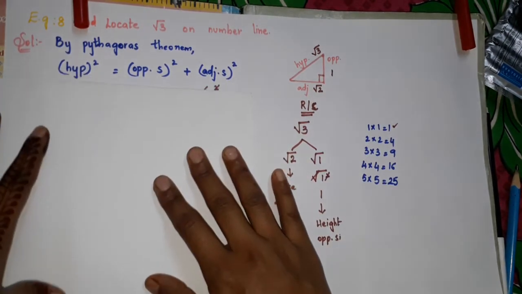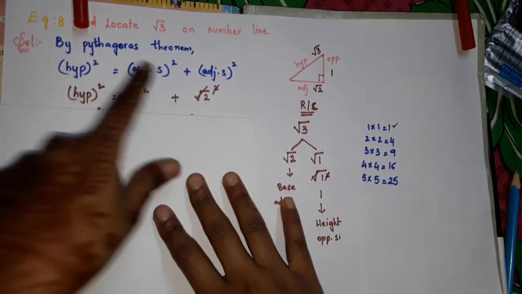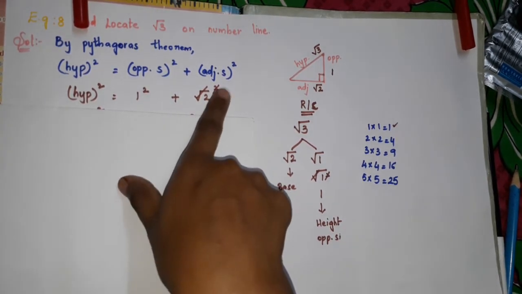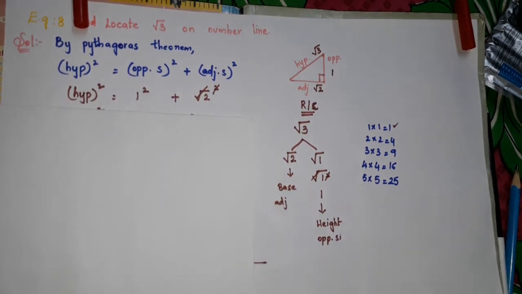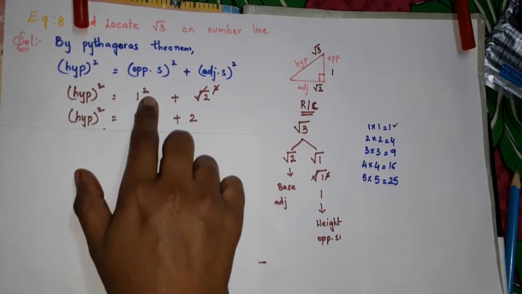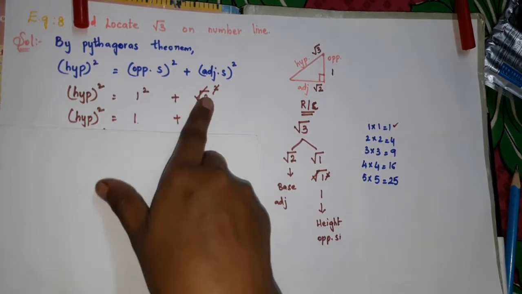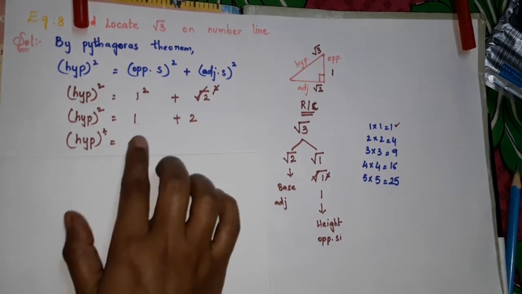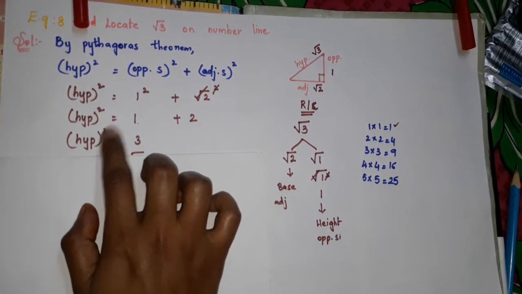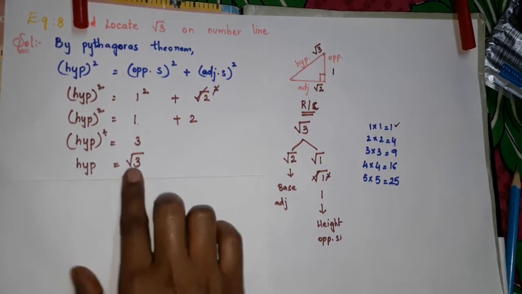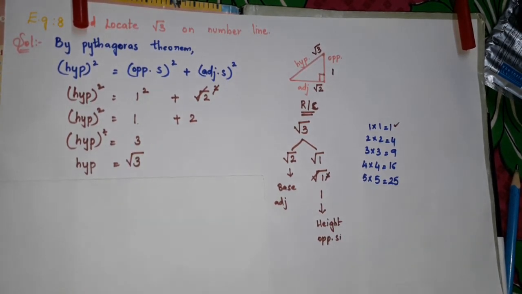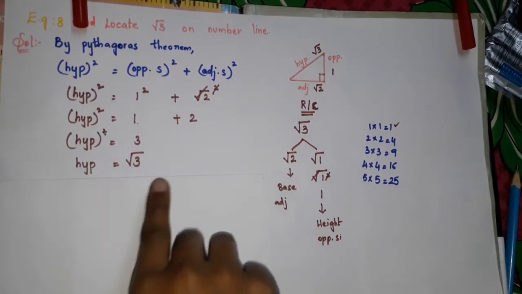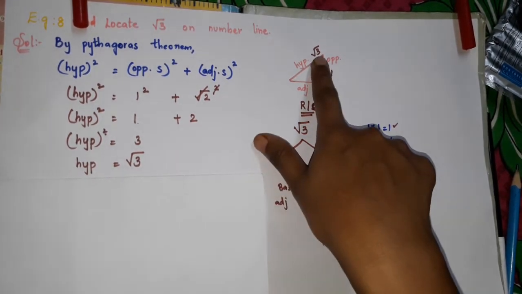Same thing we are going to substitute: hypotenuse whole square as it is. In place of the opposite side we write 1 square plus root 2 square. The square root gets cancelled. Now 1 square is 1, plus 2 as it is. That gives 1 plus 2, which is 3, equal to hypotenuse whole square. We send the square to the other side and get the square root, so the number is root 3. Children, till here did you understand? So root 3 is the hypotenuse, and I am going to write root 3 as the hypotenuse.